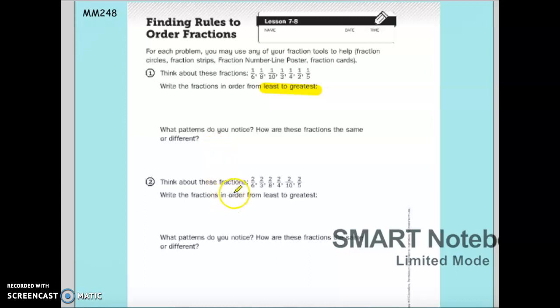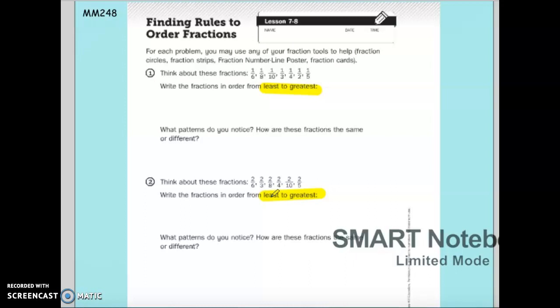Think about these fractions: 2/6, 2/3, 2/8, 2/4, 2/10, 2/5. Write the fractions in order, again, from least to greatest. What patterns do you notice? How are these fractions the same or different? So besides ordering both sets of fractions from least to greatest, what else are you asked to do for these problems? Point to the other set of directions. Right, you're going to be looking for patterns.